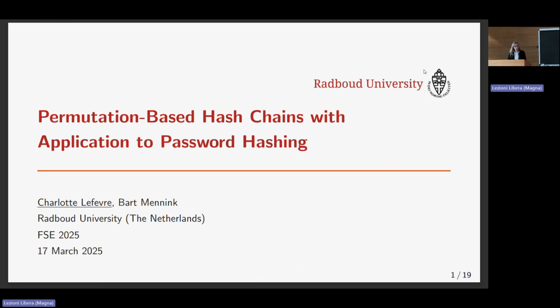So indeed, thank you for the introduction. And this is indeed a joint work with Bart Manning, which is about permutation-based hash chains with applications to password hashing.